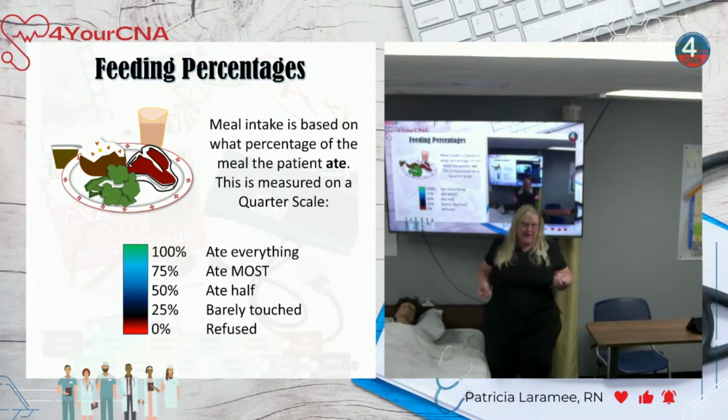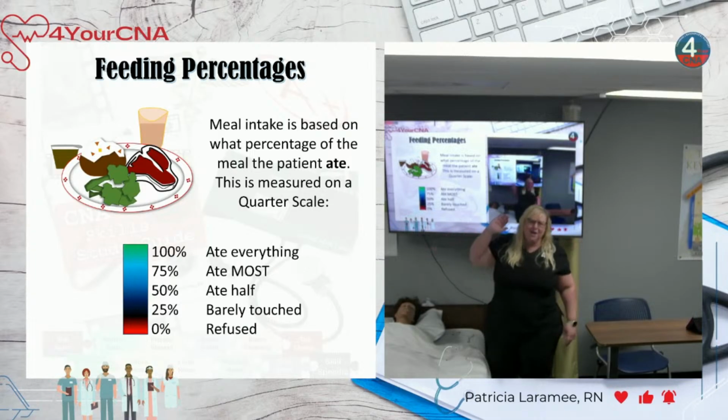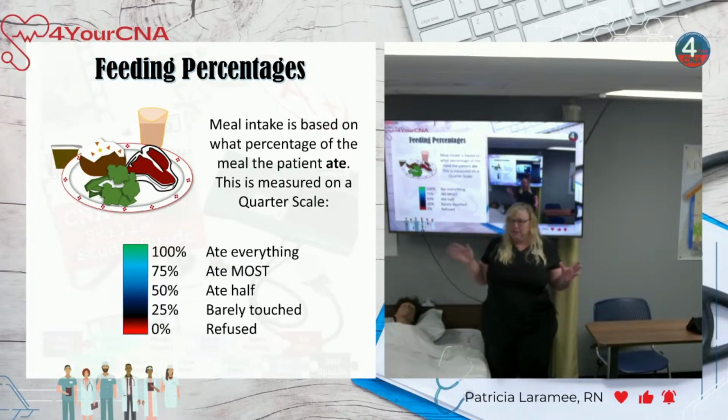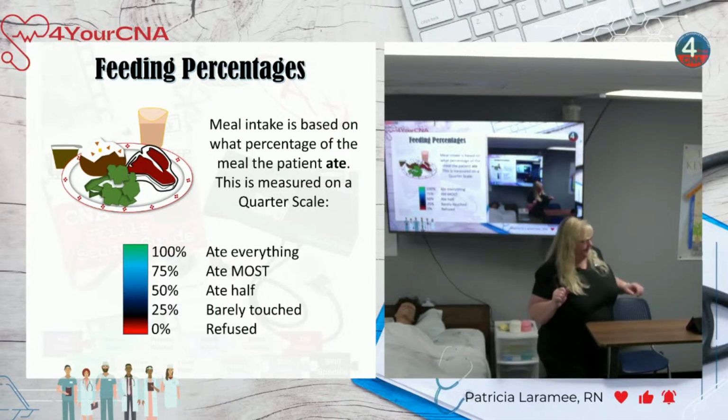25 means the patient picked at it. They ate a little bit. Not enough to give them credit for half. But they did try. 75% means they ate most of it. More than half, but not quite all. Okay, judgment calls. Good?